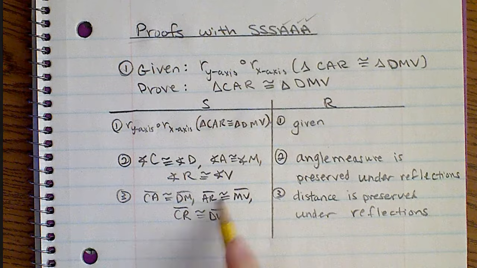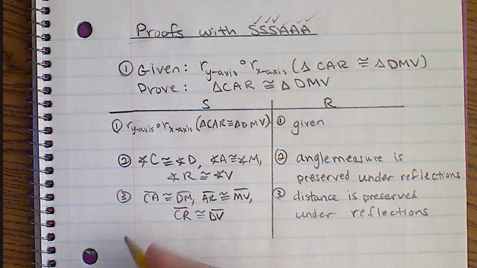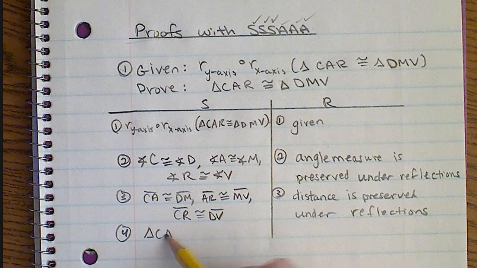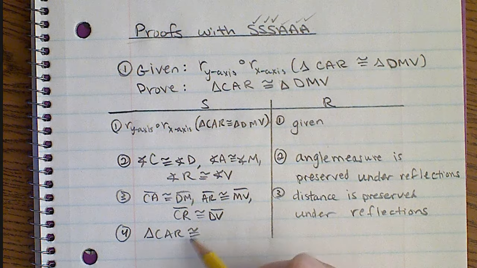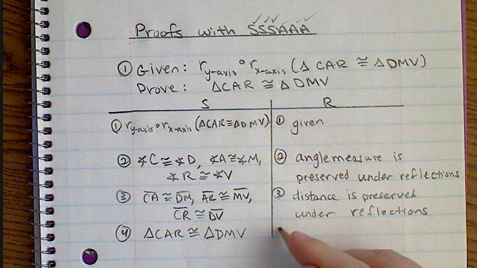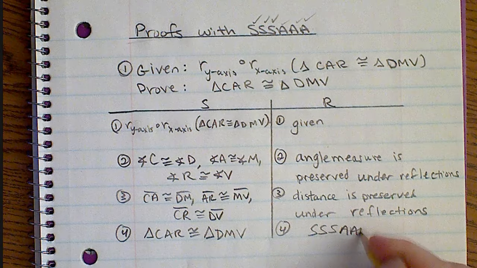Right, so now I have side, side, side. I check my inventory. We're good to go. So my last step is going to be what I'm trying to prove. Trying to prove that triangle CAR is congruent to triangle DMV. And that reason is SSS AAA.